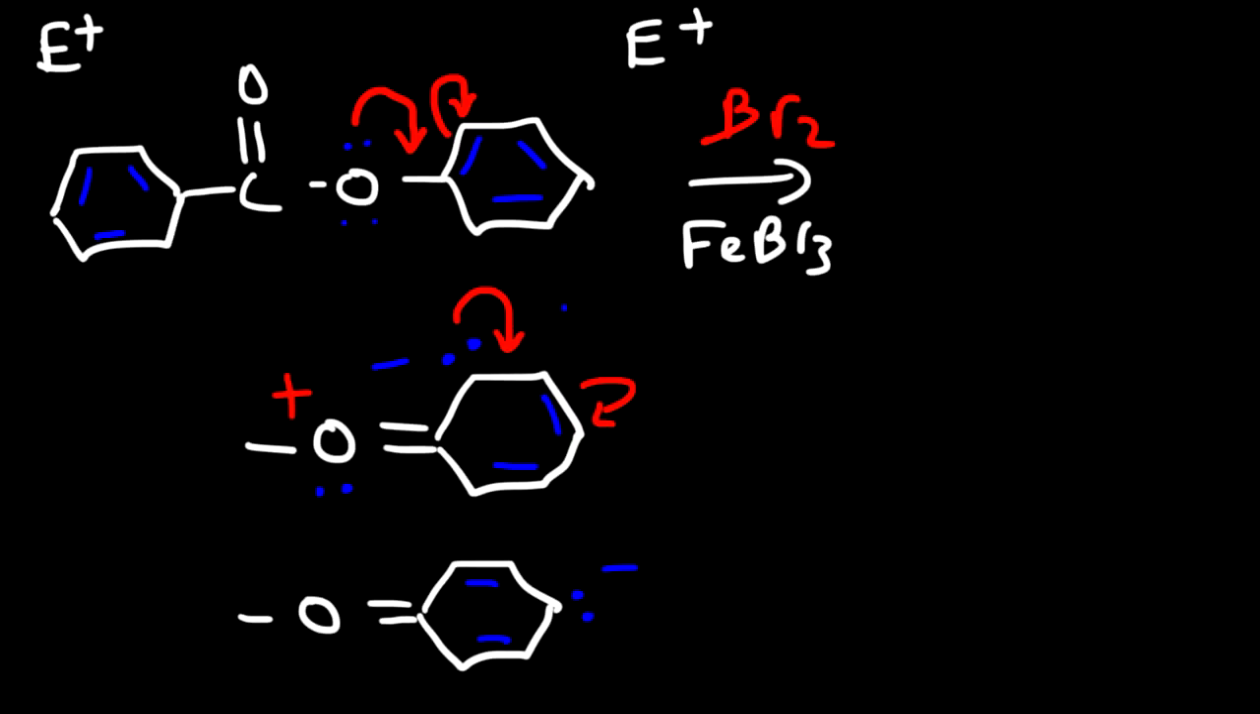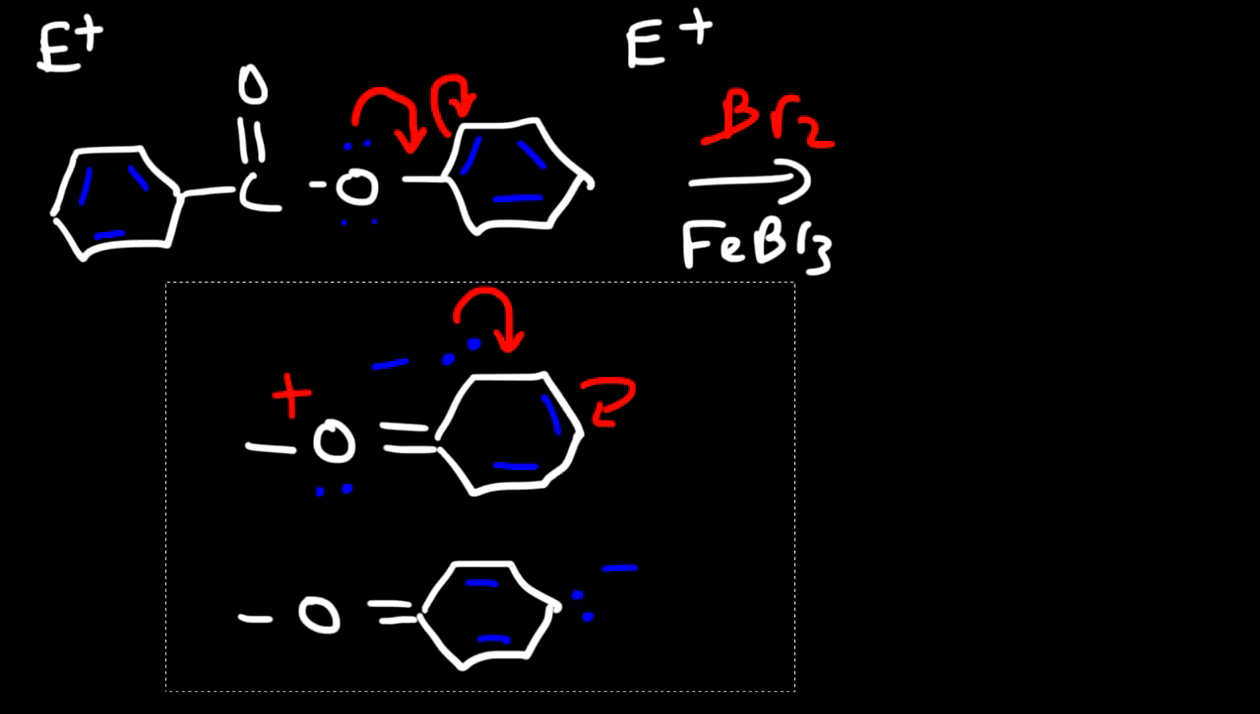Now we can't put a negative charge on the meta carbon, so the bromine atom is not going to go on the meta position. It's going to react with the most nucleophilic carbons because the bromine atom will behave as an electrophile in this reaction. So now that we know where it's going to go, we can draw the products of this reaction.